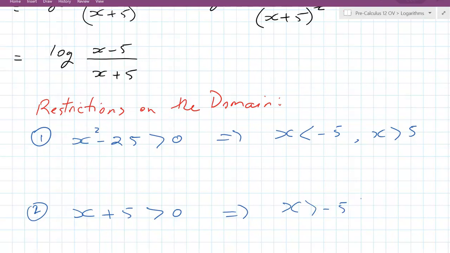So it turns out that x greater than 5 includes both of these. So the actual restriction for the entire expression is only x greater than 5. Okay, because x greater than -5 is included in x greater than 5, but x less than -5 is not included in the second inequality, so we eliminate that. So we're just going to go with the total restriction for the expression: x greater than 5.